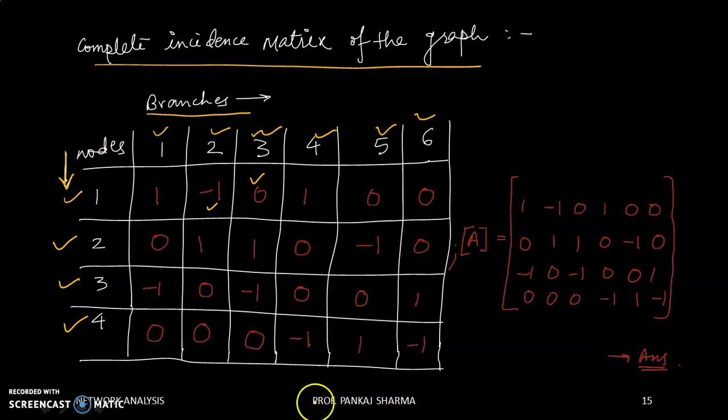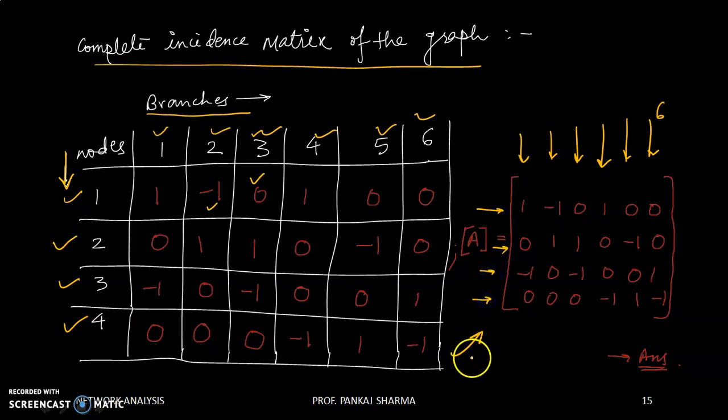Now from this node branch chart, construct this complete incidence matrix, which has column 1, column 2, column 3, 4, 5, and column number 6. And this is your row 1, row 2, row 3, and row 4.